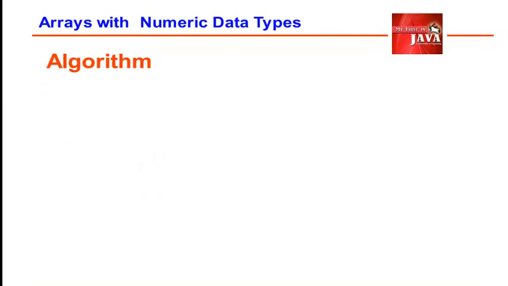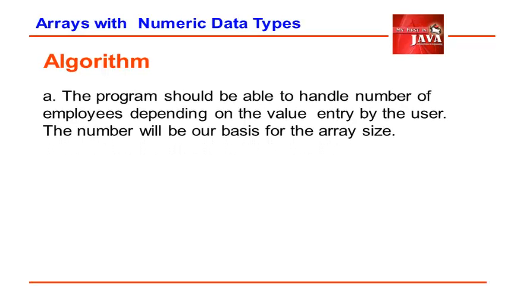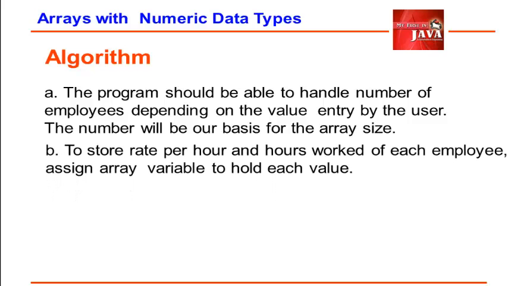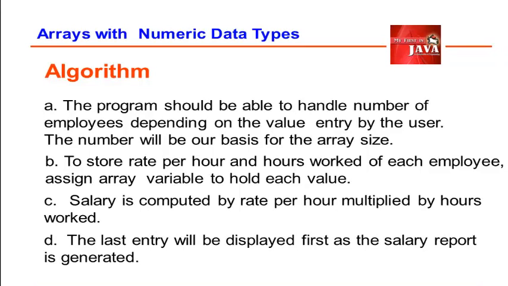Let us establish first the algorithm of the program. The program should be able to handle number of employees depending on the value entry by the user. The number will be our basis for the array size, of course. So on our example, it is 3, so we will process 3 sets of entries. To store rate per hour and hours work of each employee, we're going to assign array variable to hold the value. Salary is simply computed by rate per hour multiplied by hours work, and the last entry will be displayed first as the salary report is generated.